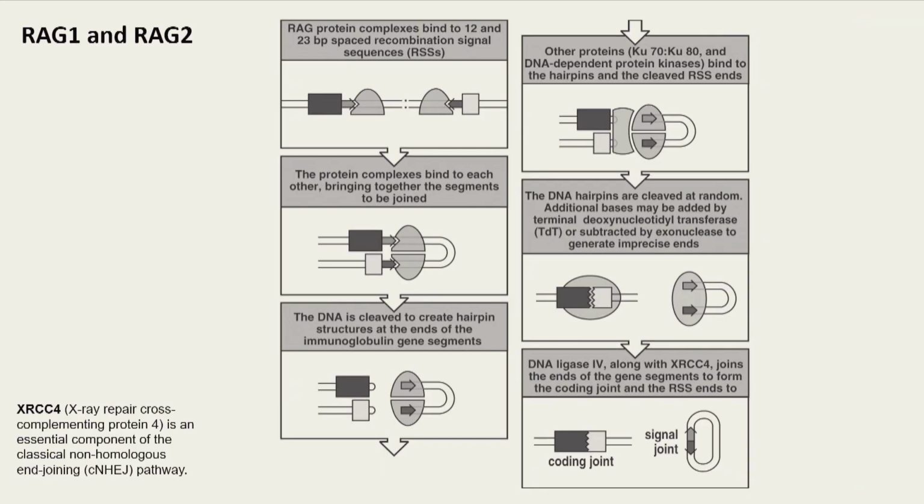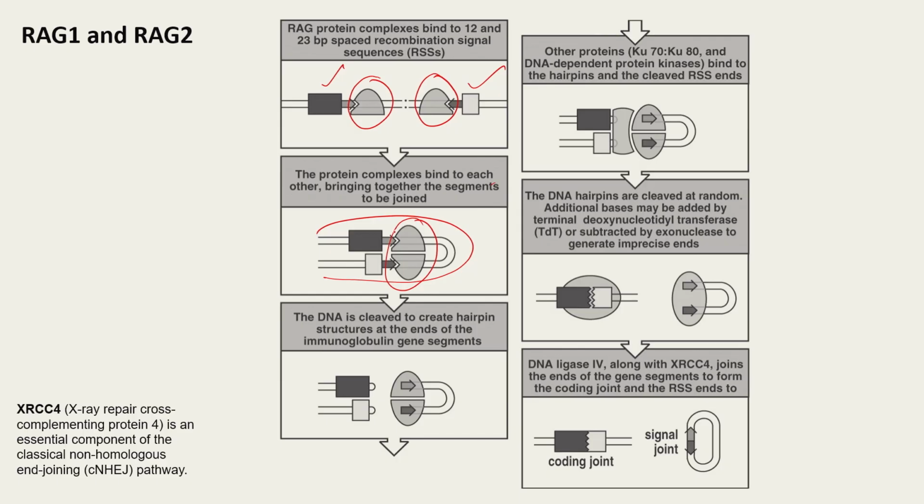So let's move on and see how this is happening in the context of a B cell or T cell receptor area. Here is the biology of RAG1 and RAG2 in the context of a gene. The RAG protein complex binds to 12 and 23 base pair spaced recombination signal sequences. So this is one RAG, this is the other RAG, and these are the two flanking sequences which need to be recombined. The protein complexes bind to each other, forming a closed loop like structure so that both the proteins can come close to each other.